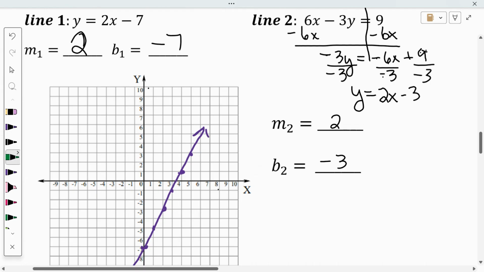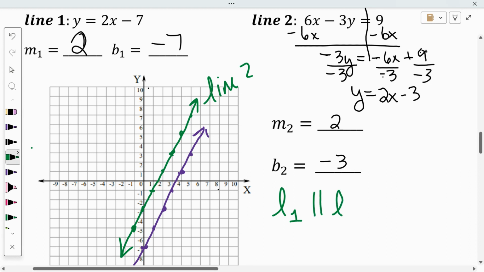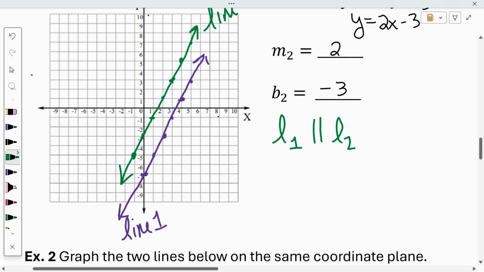So I'm going to begin at negative 3, up 2 to the right 1, up 2 to the right 1, up 2 to the right 1, up 2 to the right 1. So when I graph line 2, I see that line 1 is parallel to line 2.